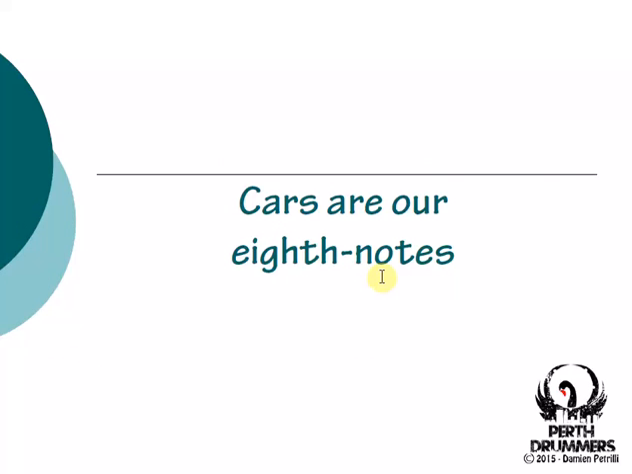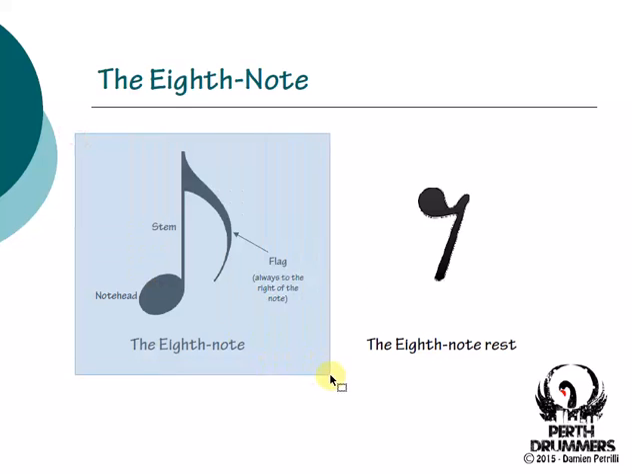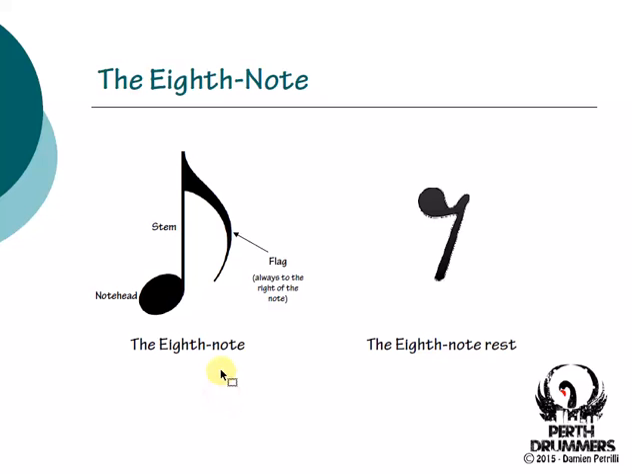All right, so cars are going to be our eighth notes. Moving on. This is what an eighth note looks like. Now, there's going to be something a little bit new here. If we look at the eighth note, we're looking on the left-hand side at the note itself. As it was with the quarter notes, we have a note head and a stem. But one thing that makes the eighth notes look very different to quarter notes is this concept of a flag. Okay, so the flag is the curly piece that's coming off the top of that stem.